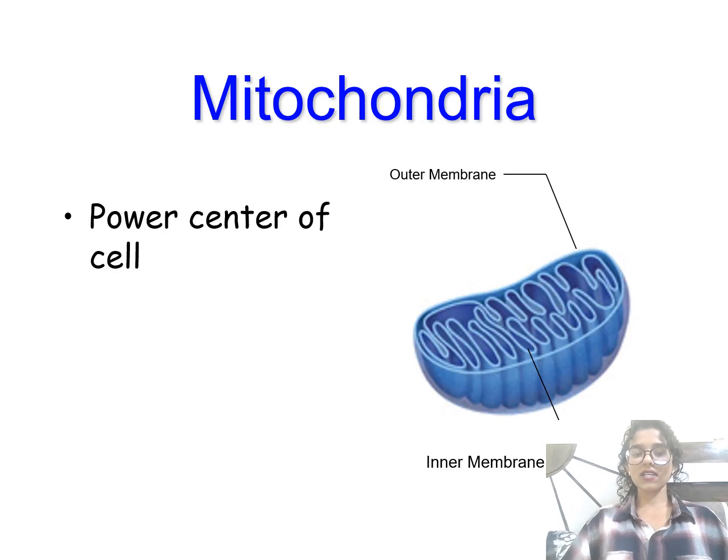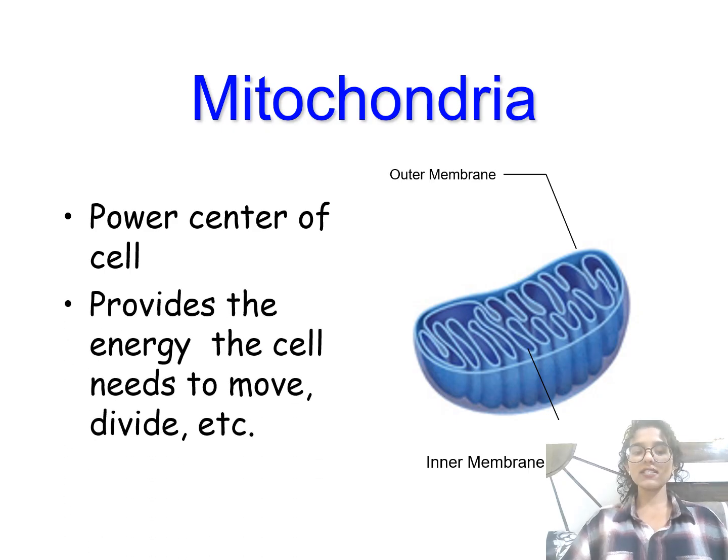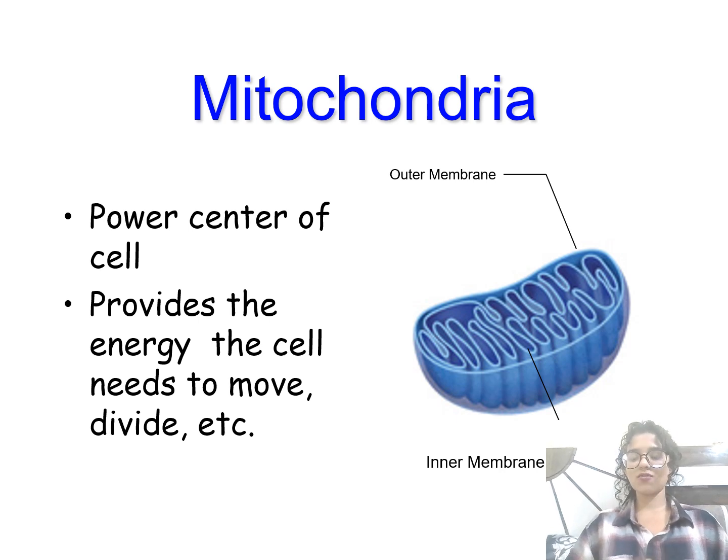Okay, now let's come to mitochondria. Mitochondria is known as the power center of cells. It generates energy so that our cell can do proper functioning. It is membrane bound. It has an outer membrane and an inner membrane as well. It provides the energy the cell needs to move and divide. So it is basically known as the powerhouse of the cell. It generates energy in the form of ATPs only. Just like our body generates energy by eating food, in cells the energy is generated by mitochondria, so that the other cell organelles can function properly.